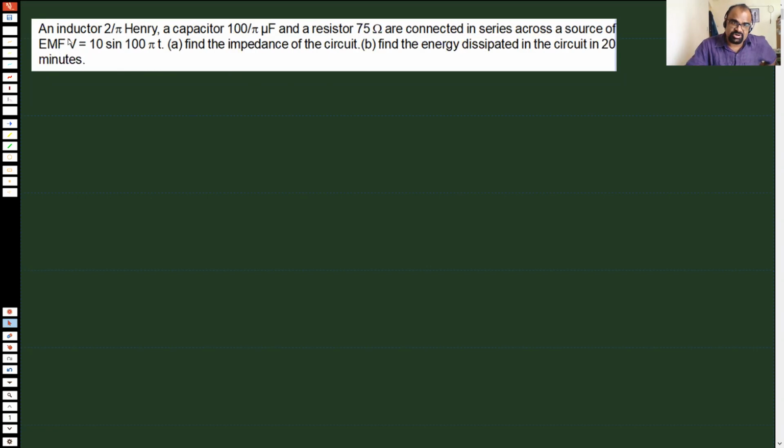Here this V should ideally have been a small v, but it's fine. Little mistakes can be ignored. Find the impedance of the circuit and the energy dissipated in the circuit in 20 minutes. So go ahead and solve this question. Take 3-4 minutes and solve it.